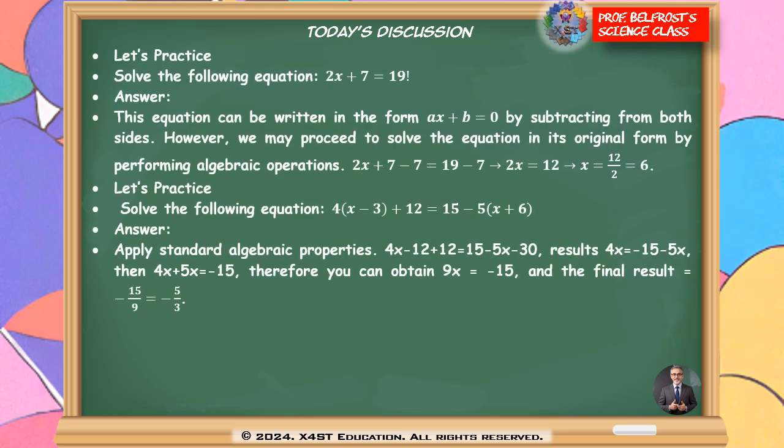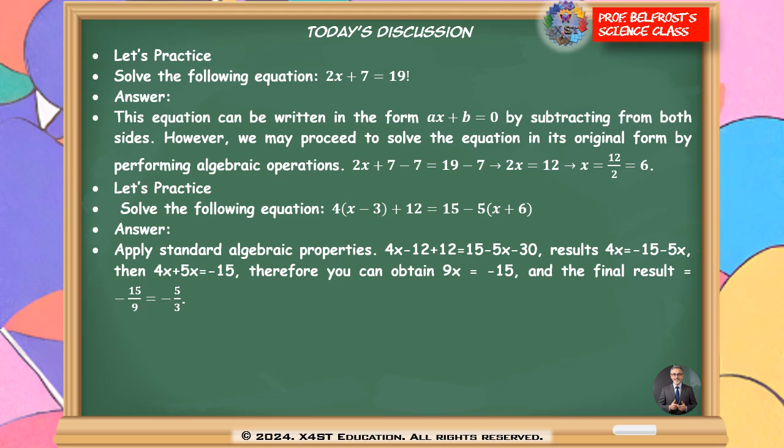Okay, let's practice. Solve the following equation: 2x plus 7 equals 19. You just need to rearrange the equation and perform the usual algebraic operations. After performing the algebraic operations, you get x equals 6. So 6 is the only solution to this equation.